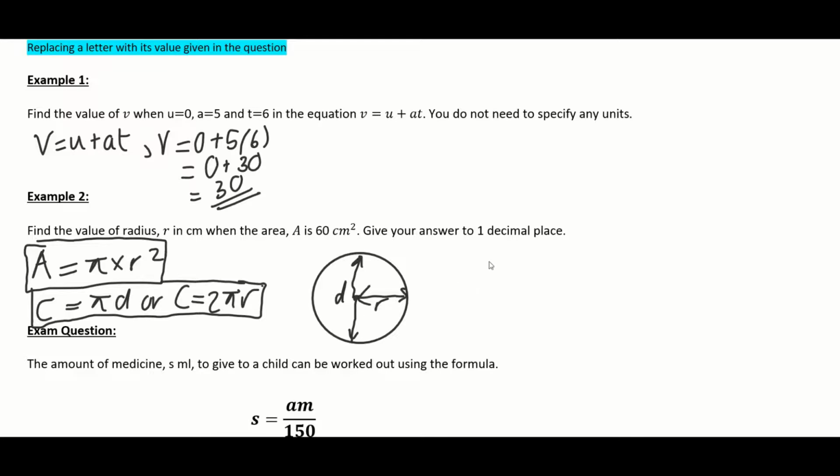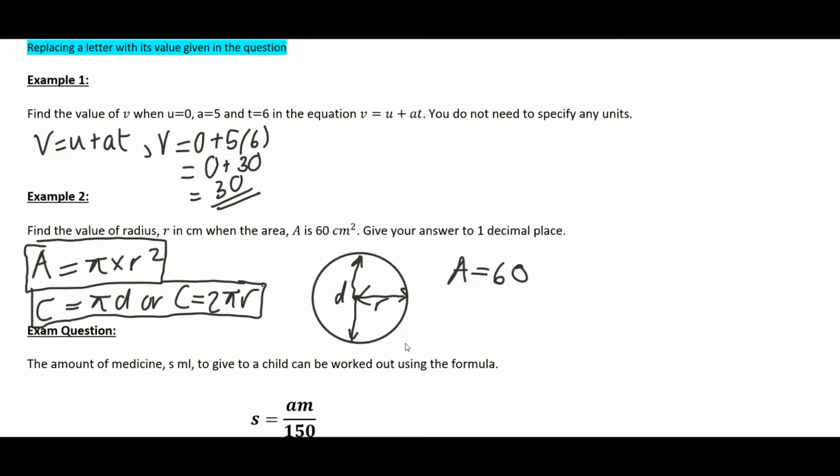So you have to give your answer to 1 decimal place, otherwise you'll lose an accuracy mark in your exam, and that's obviously a loss of 1 mark, and this question can be 2 marks. So these are just silly mistakes that you have to avoid. So we know the area is 60.